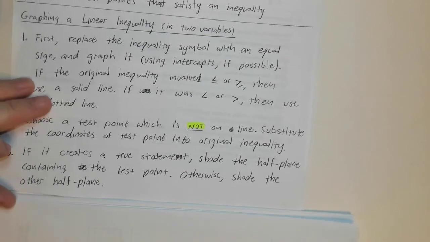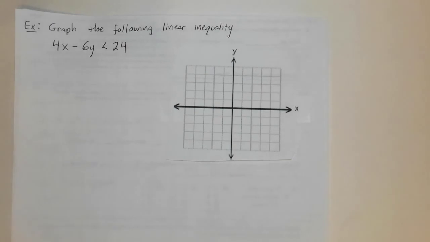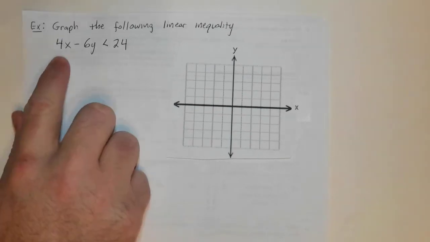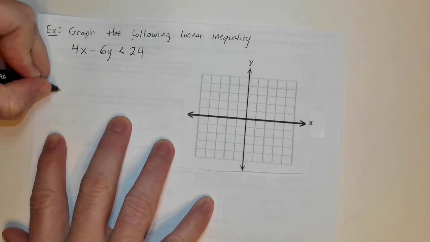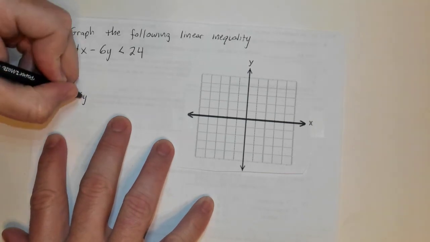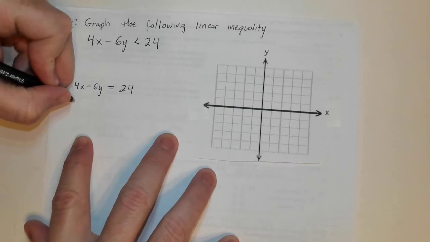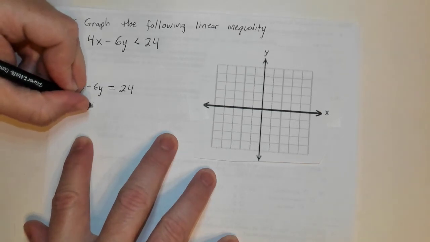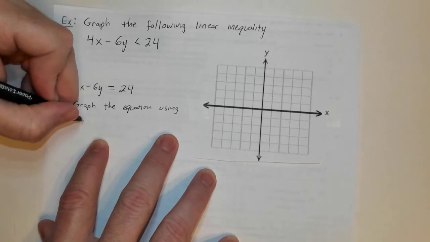Write those down. If you need to pause the video to do it, you can. I'm going to talk through them as I work through our example. Here's our example: graph the following linear inequality. This is linear because x and y are raised to the first power, and it's an inequality because it's not an equal sign. Here's the way we do this. We first think of this as 4x minus 6y equals 24, and we're going to graph the equation using the intercepts if possible.